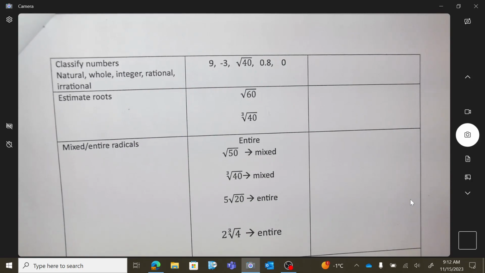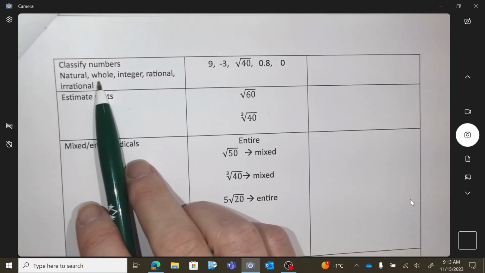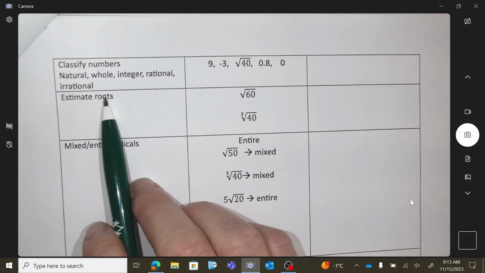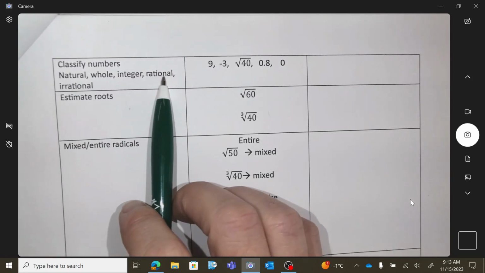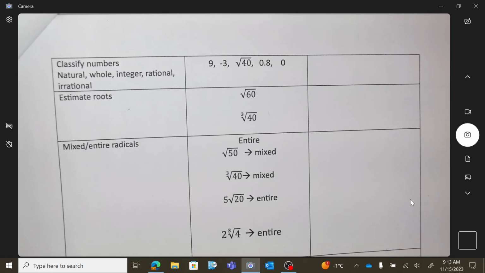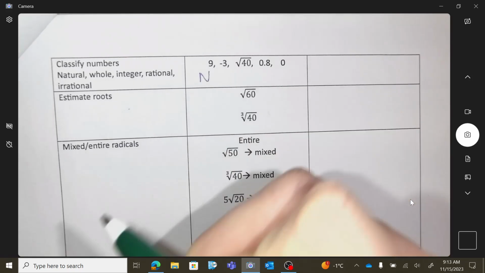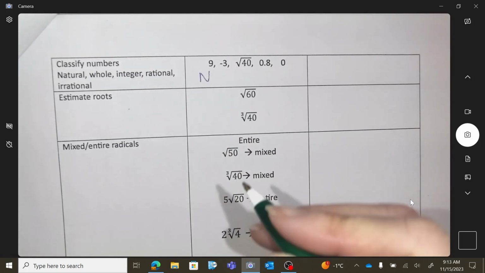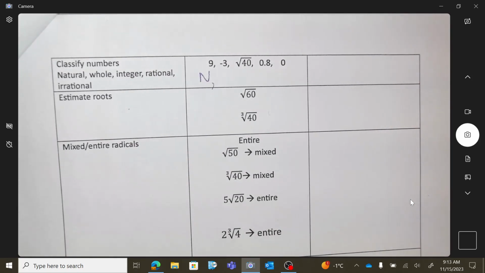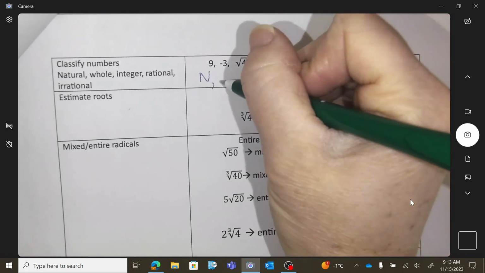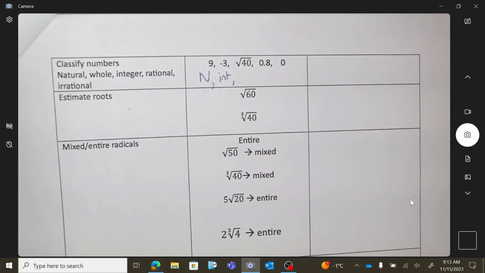Okay, classifying numbers. Some of us on our quiz kind of forgot these. Make sure you study them before your test. I will provide these words for you, but you have to know what's what. Natural, whole, integer, rational, or irrational. Okay, so 9 is a natural number. Negative 3 is an integer number.